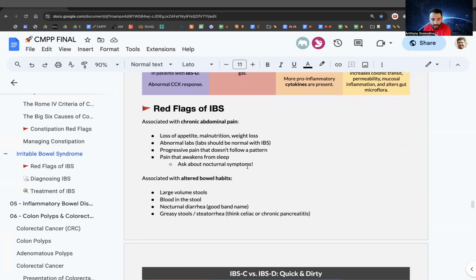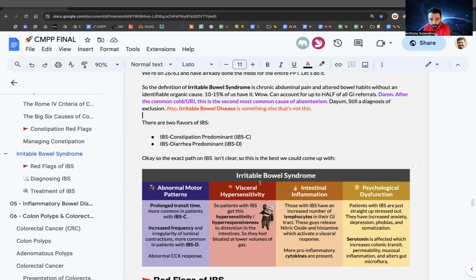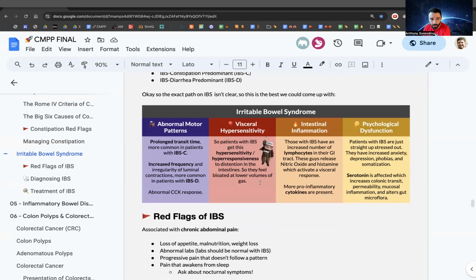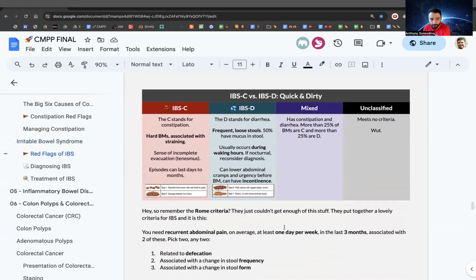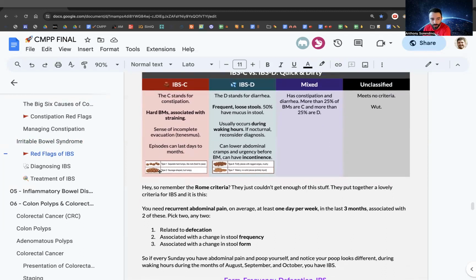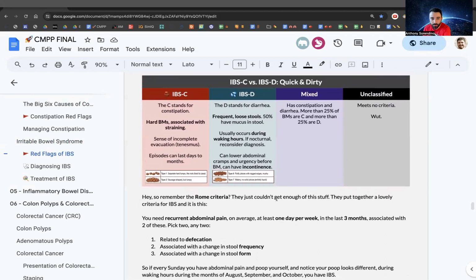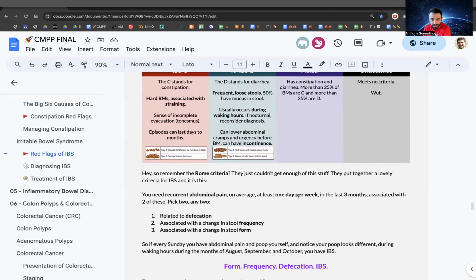All right, red flags for this, especially if they have chronic abdominal pain: weight loss, obviously, malnutrition, progressive pain that does not follow a pattern. I think you're going to see this is very pattern heavy for IBS. Look for altered bowel habits. These are kind of self-explanatory. Bristol stool chart, your 1 and 2 is going to be for your constipation. Your 6 and 7 is going to be for your diarrhea. It can be mixed, where you get a little bit of both, or just unclassified, which meets no criteria.